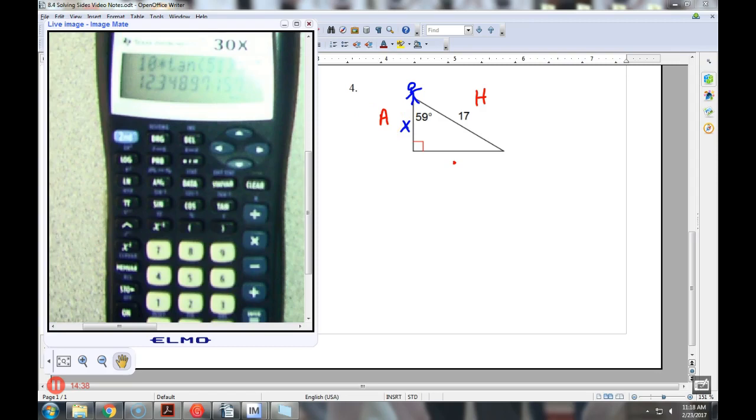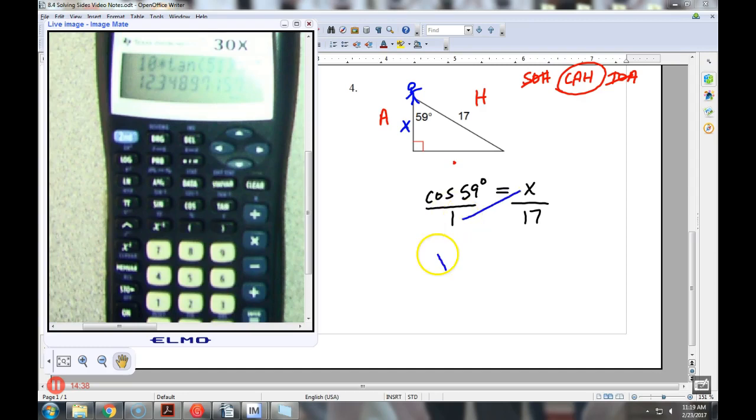So again, who am I using? SOH CAH TOA, and it looks like I have A and H, so I need cosine. He's the man for the job. So let's set this one up. We are going to do the cosine of 59 degrees equals the adjacent, which is my x, over the hypotenuse. So I put a 1 underneath here, and I'm going to do a little cross multiplying.